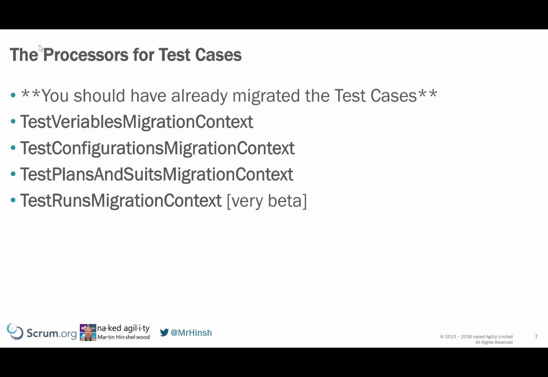The first one you run is the test variable migration, which creates the variables, then the configurations, which creates the same configurations that you have on both sides. They have to be in place first before you create the plans and suites.